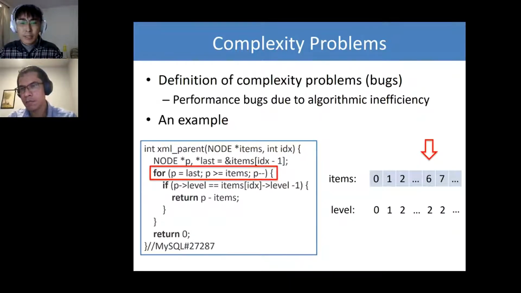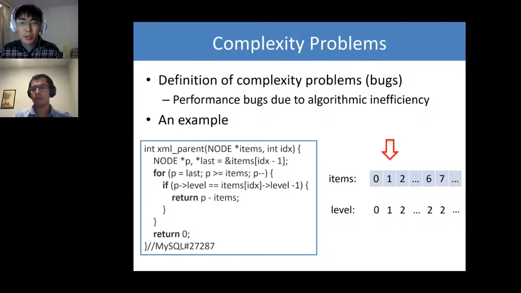The loop iterates through items backwardly and searches for the first node whose level is 1 less than the input node. This piece of code looks innocent. However, there's an outer loop not shown in the figure. The outer loop keeps calling the function using the next sibling of the previous XML node. Thus, the function has n-square complexity in the number of children of a parent node.